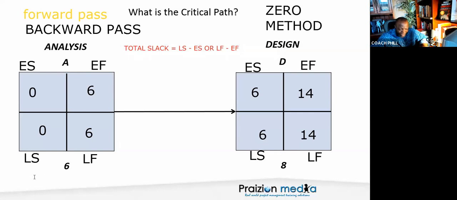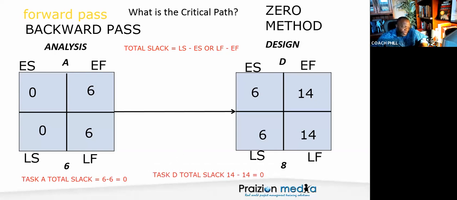So in this case, for task A, the total slack is 6 minus 6, or 0 minus 0, which is 0. And that just means you have no wiggle room. You do the same for task D, the design task. It's 14 minus 14, which is equal to 0. And this is task D, total slack. There are different types of slack, though. Total slack is how much time can I delay an activity without affecting the project's end date.